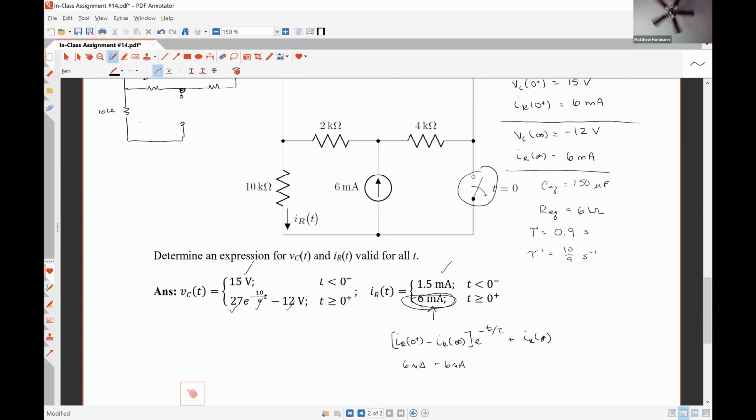Does that make sense? So even though it doesn't look like it's the transient response, it absolutely is. It's just the part that exponentially decays is exactly 0. So everything still matches up. Everything is still hunky-dory with using our generic equation. All right, any further questions on this problem?